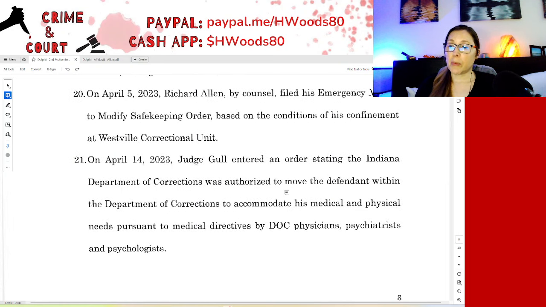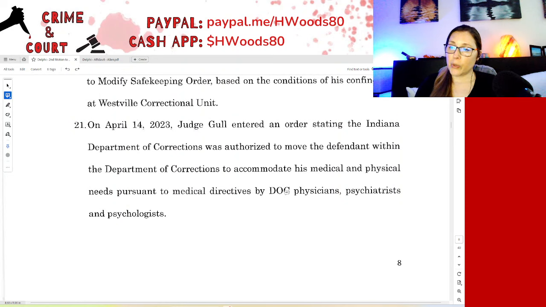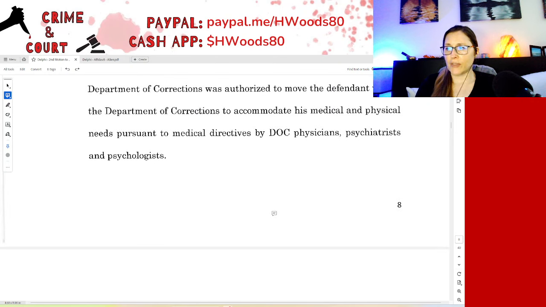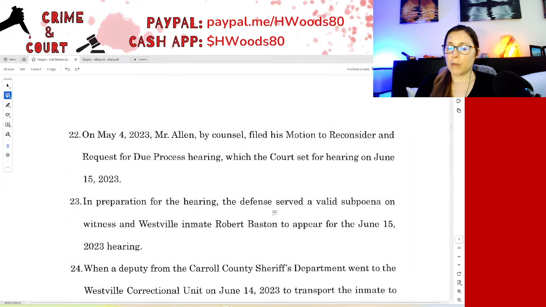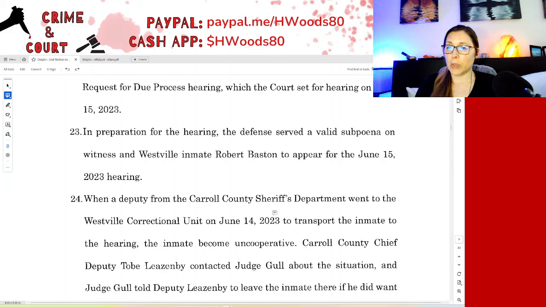Number 21. On April 14th, 2023, Judge Gull entered an order stating the Indiana Department of Corrections was authorized to move the defendant within the Department of Corrections to accommodate his medical and physical needs pursuant to medical directives by DOC physicians, psychiatrists, psychologists. Number 22, on May 4th, 2023, Mr. Allen, by counsel, filed his motion to reconsider and request for due process hearing, which the court set for hearing on June 15th, 2023. In preparation for the hearing, the defense served a valid subpoena on witness and Westville inmate Robert Baston to appear for the June 15th, 2023 hearing.